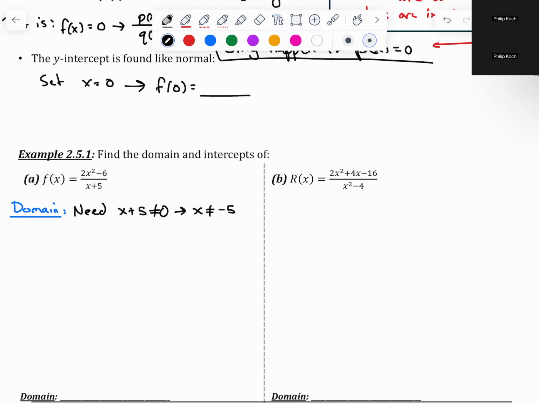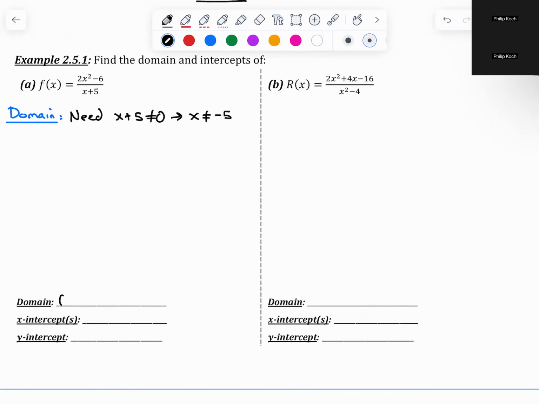So I know immediately the domain is (−∞, −5) ∪ (−5, ∞). But if that's still struggling for you, you can always draw a number line to help you visualize this. The number line would look like this. Here's −5. That value needs to be plucked out, and everything else is fair game. Everything except for this value. That's why it's −∞ to −5 union −5 to ∞. You don't have to draw a number line. It's just there if you need the visualization.